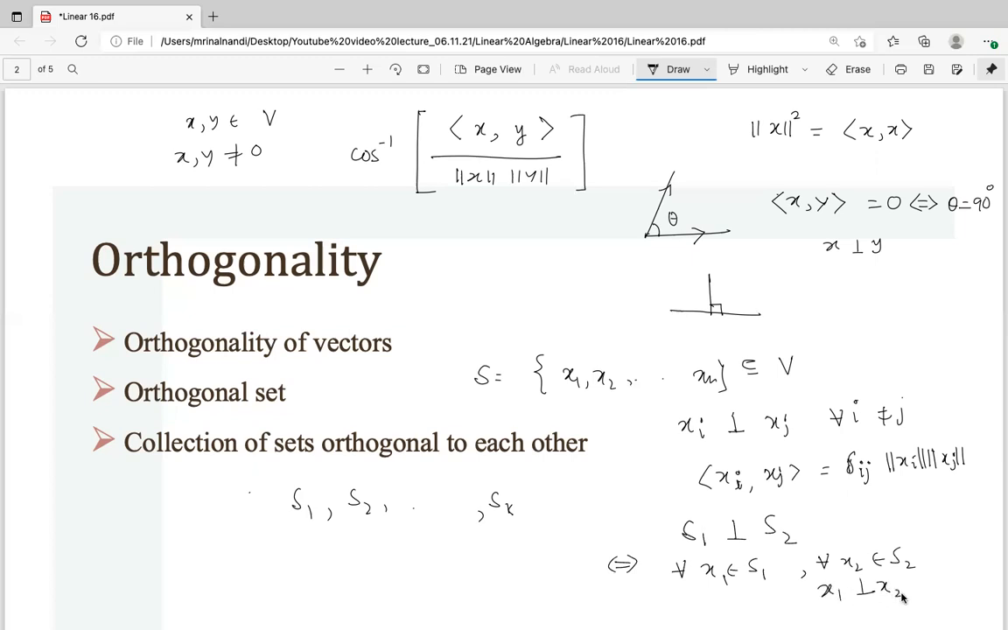So within S1, the vectors may not be perpendicular to each other, but a vector from S1 is perpendicular to a vector from S2. Sometimes we write x is perpendicular to S. That means each vector of S is perpendicular to x, or x is perpendicular to each vector, it is just symmetric. If x is perpendicular to y, then y is perpendicular to x.